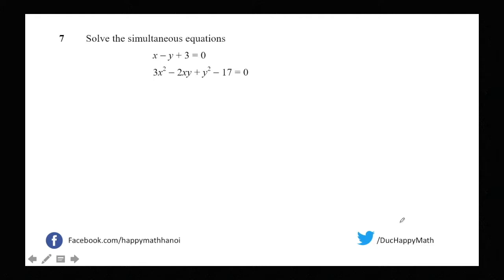Question 7. Solve the simultaneous equations. This simultaneous system includes two equations. The first one is a linear equation, and the second one is a quadratic equation. When I teach you about systems of equations, I recommend using the substitution method only. So from the first linear equation, you take one variable for substitution. I will take x here, x equals y minus 3. So I substitute y minus 3 for all the x places.